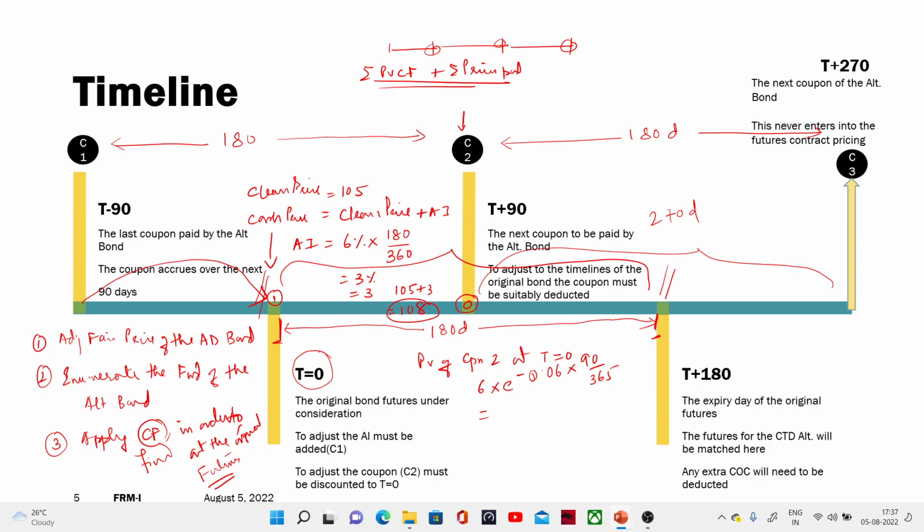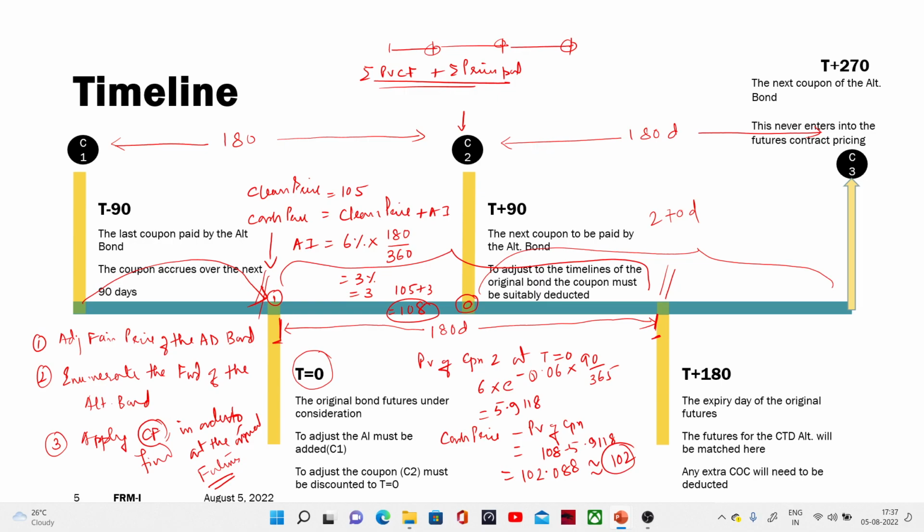So this comes out to be somewhere around 5.9118. So now we had the cash price. From this cash price, we must deduct the present value of this coupon. If we do that, then it becomes 108 minus 5.9118, which becomes 102.088. Practically speaking, we will consider this as 102.